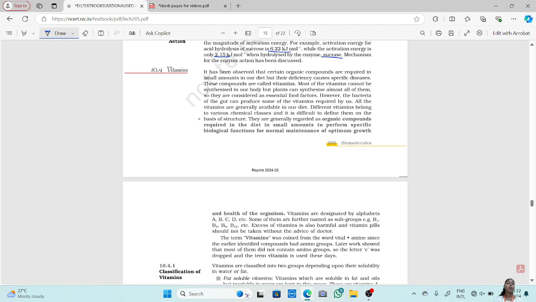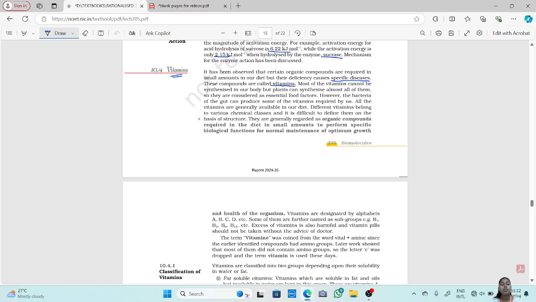Next is the vitamins. Now it has been observed that certain organic compounds are required in small amounts in our diet, but their deficiency causes specific diseases. In our body there are various materials which are required to operate some of our organs. There are some organic compounds required in very small amounts, but deficiency of them, meaning a low amount of those compounds in our body, causes specific diseases. These compounds are called vitamins.